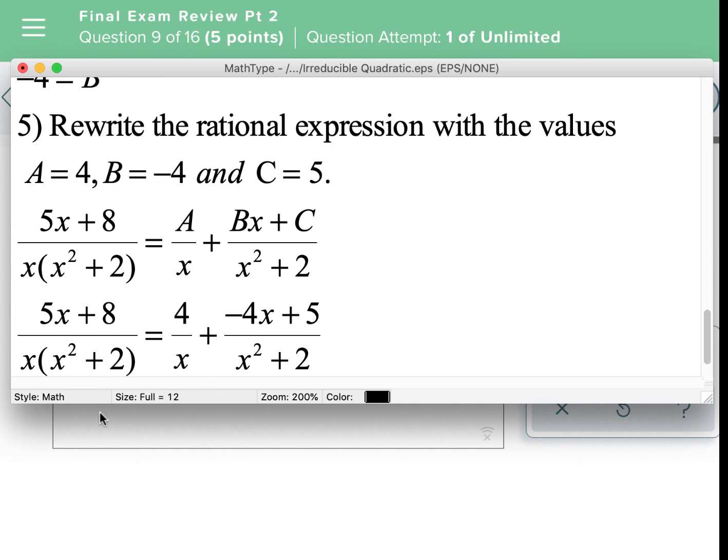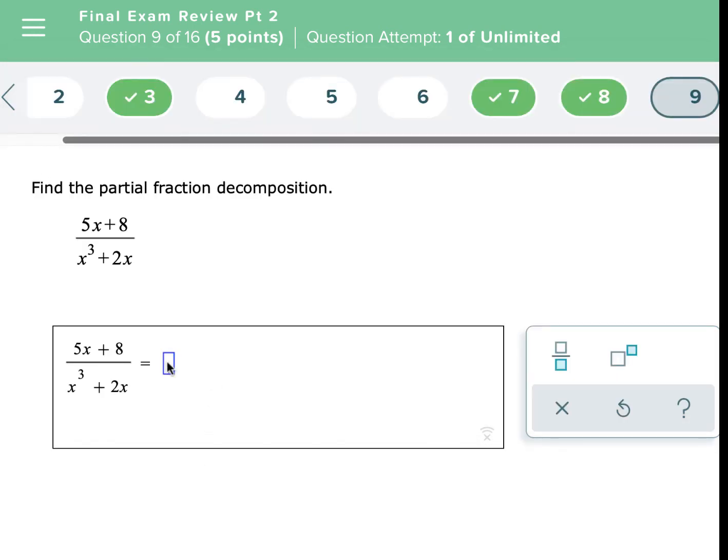So let's go ahead and substitute that in on Alex. So it's going to be 4 over x plus minus 4x plus 5 all over x squared plus 2. You see how weird that was, how it had that weird plus minus thing? I don't think it likes putting a negative 4 there for whatever reason. So just ignore the funkiness if it does something like that.